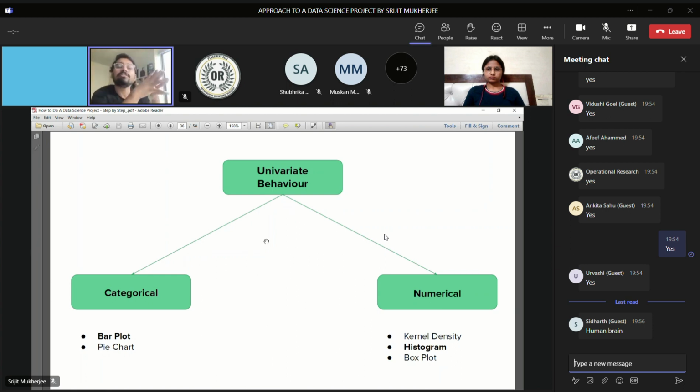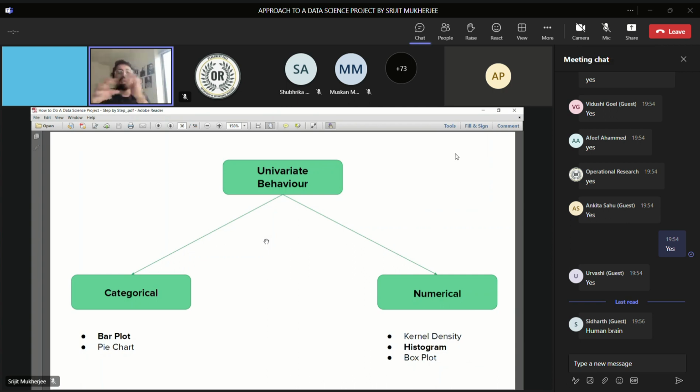We are understanding the behavior of the data, whether the data is getting separated, or which part of the data is behaving similarly together. So unsupervised learning, we will see, is mostly related to the behavior of the data set, and supervised learning is mostly related to the relationship of the data set.